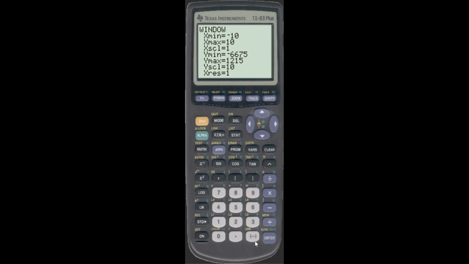Now that Y min, wow, that's really far down. I'm just going to make a guess. I'm going to go -1000, and then I'm going to change this to 1000. I'm just guessing, I really don't have a good feel for this. And I'm going to change the scale to 100. The reason 100 makes sense is because it's a big increment here. And then I'm going to graph. But this is very much a try it and see if anything good happens.